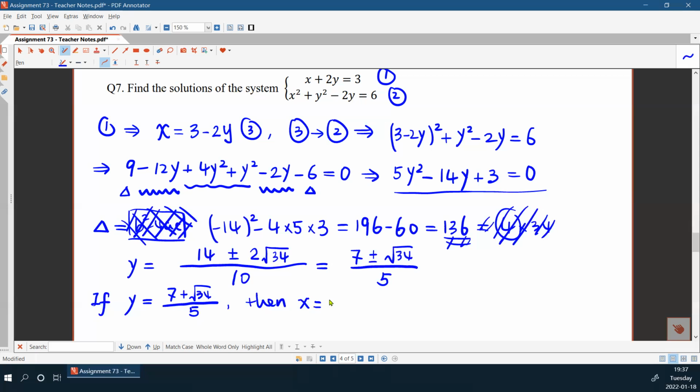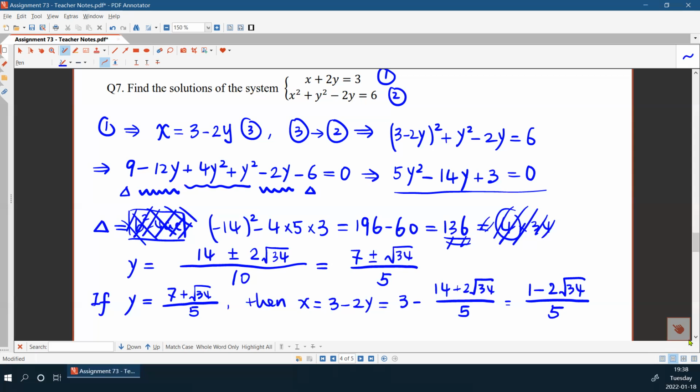x is 3 minus 2y, which is 3 minus (14 plus twice the square root of 34) over 5. Then x is (1 minus twice the square root of 34) over 5, right?